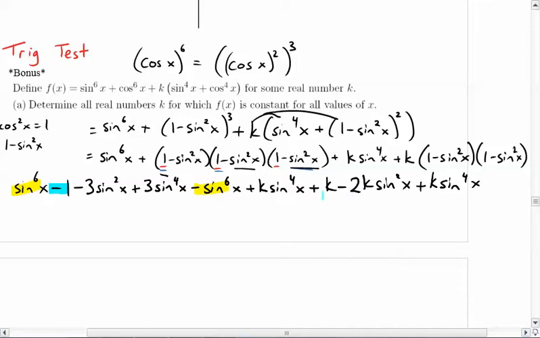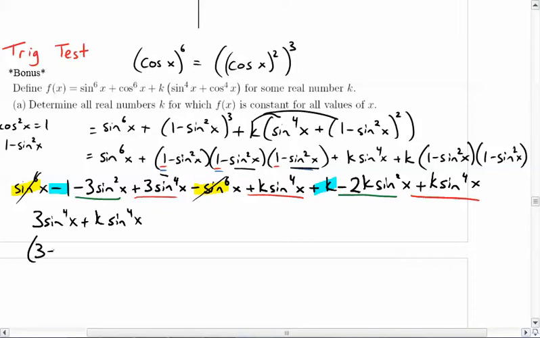All my numbers, just 1 and k. My sine squared terms. And my sine to the power of 4 terms. So all together, these ones cancel. Let me start with my to the power of 4. I've got 3 sine to the power of 4 plus k sine to the power of 4. So I can write that as 3 plus k sine to the power of 4x. Oh, never mind. I missed one. I've got 3 and 2 k's.